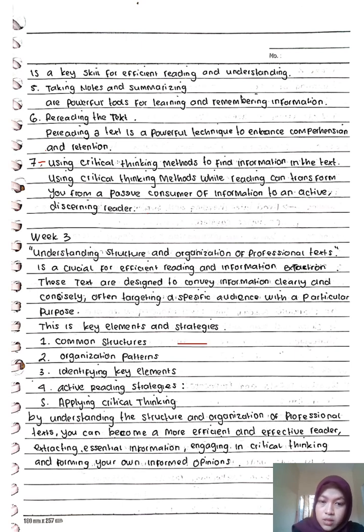Number 1 is common structure. Number 2 is key patterns. Number 3 is identifying key elements. Number 4 is reading strategy, active reading strategy. And number 5 is applying critical thinking. So by understanding the structure and organization of professional texts, you can become a more efficient and effective reader, extracting essential information, engaging in critical thinking, and forming your own informed opinions.